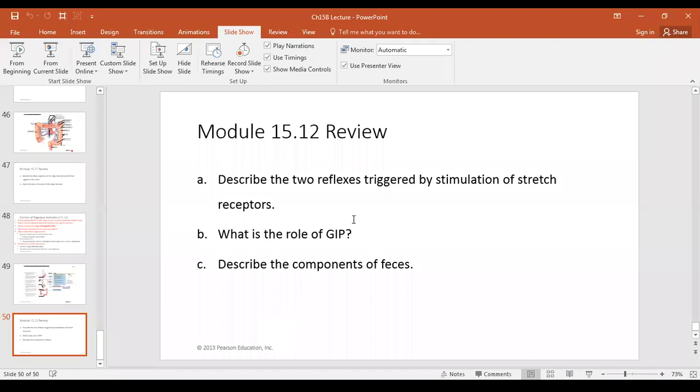All right. So we're done with this portion of the digestive system. We will now head into the last section where we're going to talk about accessory structures of the digestive system. So I'll see you then.